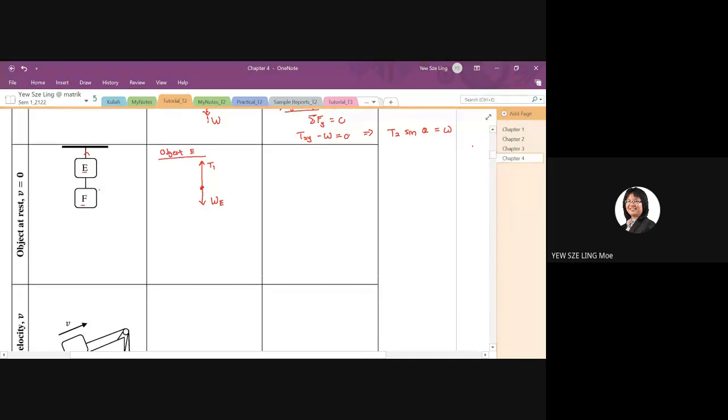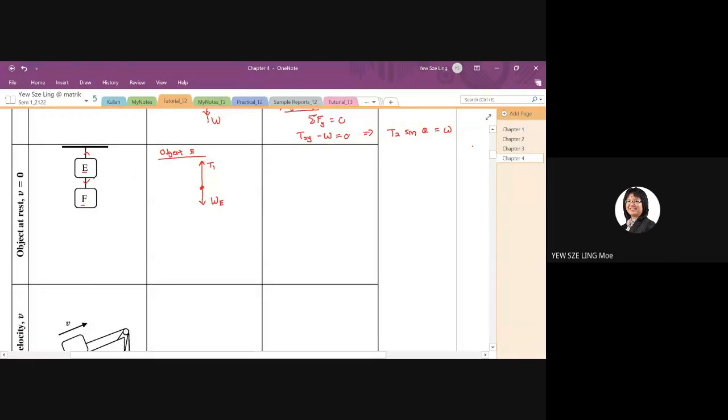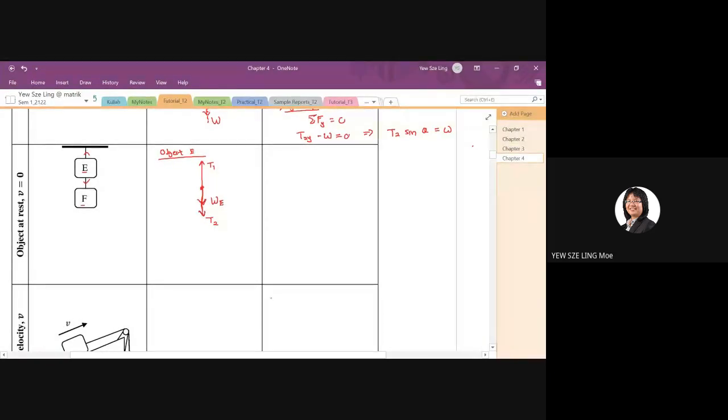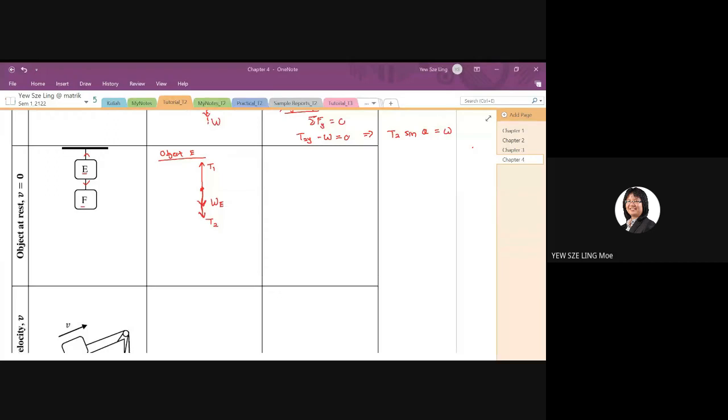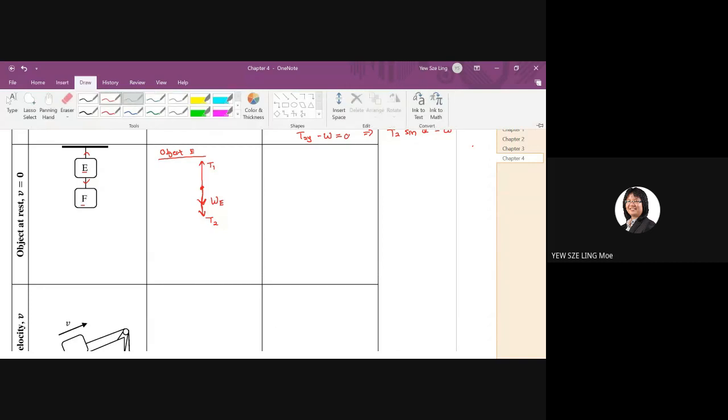Now, if you look at the diagram again, other than the string from the wall, there's another string that connects object E and object F together, which means there should be another tension below object E, because there's another string. So I just need to continue the arrow. So this is my second tension, T2. So I have WE, I have T2. So that is a complete free body diagram for object E. Now let's look at object F.